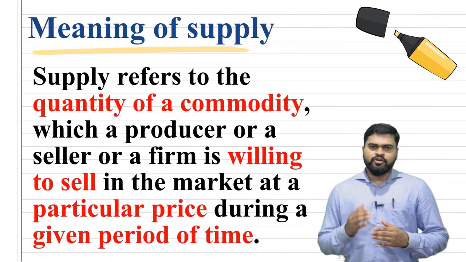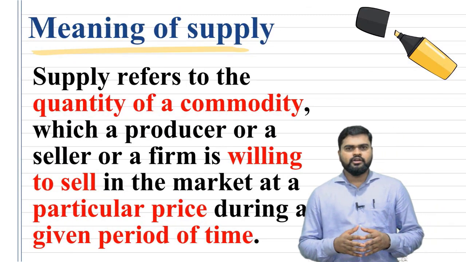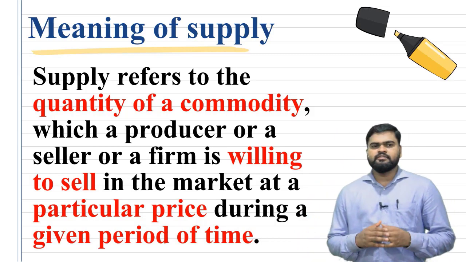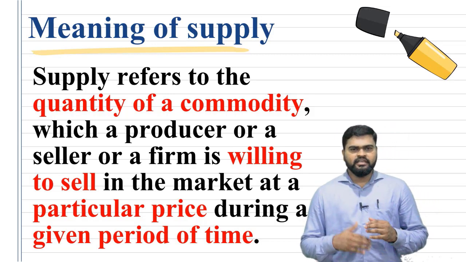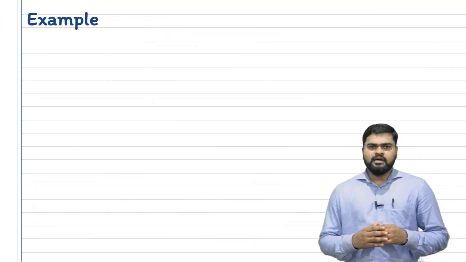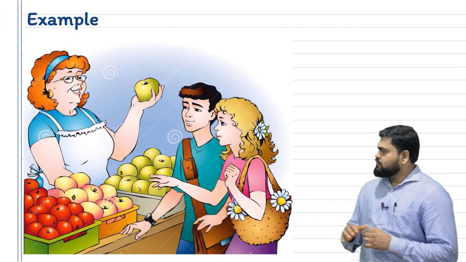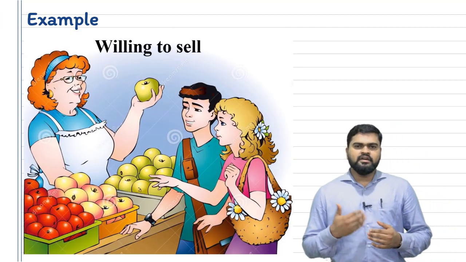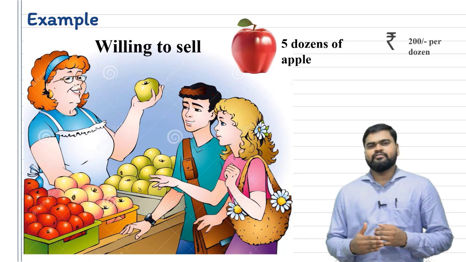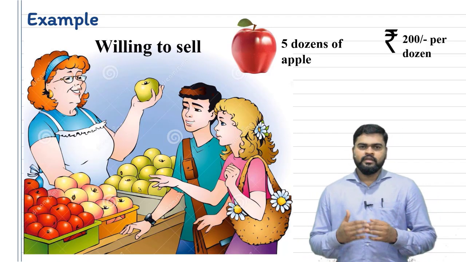Supply refers to quantity of commodity which a producer or a seller or a firm is willing to sell in a market at a particular price during a given period of time. Let us understand the concept with the help of an example. In this image, we can see Kamla is willing to sell 5 dozens of apple at a rate of 200 rupees per dozen in a day.